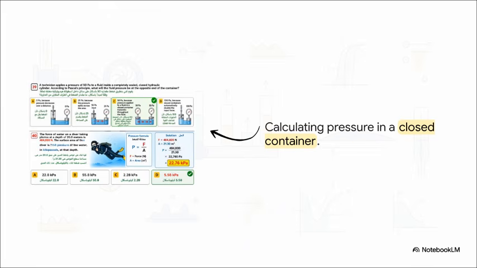Moving on to question 39. A technician applies 50 pascals to a completely sealed container. So how much pressure is at the total opposite end? It's exactly 50 pascals. Why? Because pressure inside a closed container spreads out equally everywhere, no exceptions.